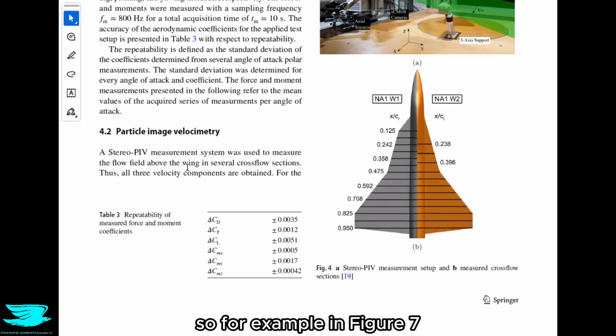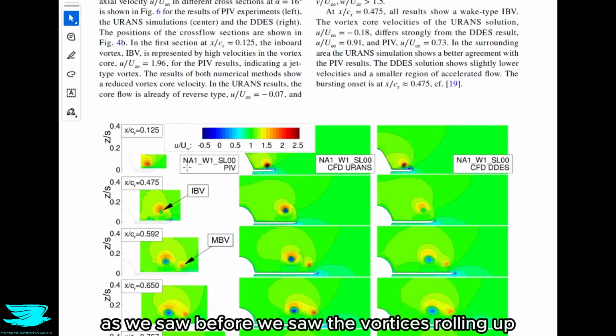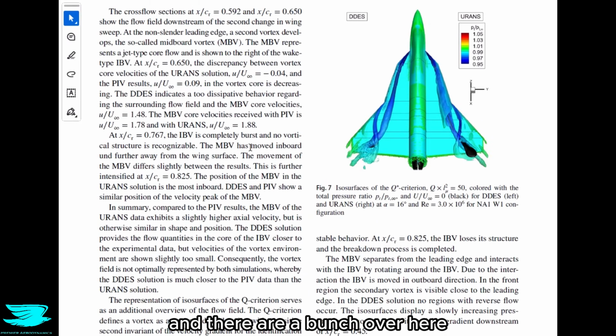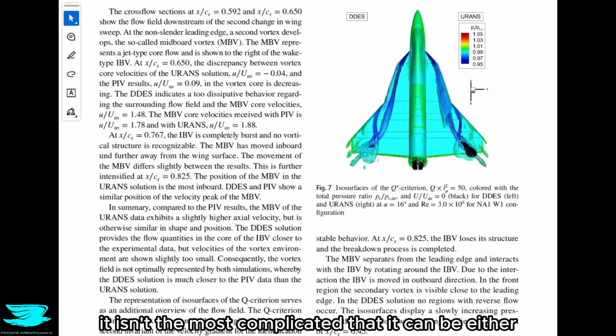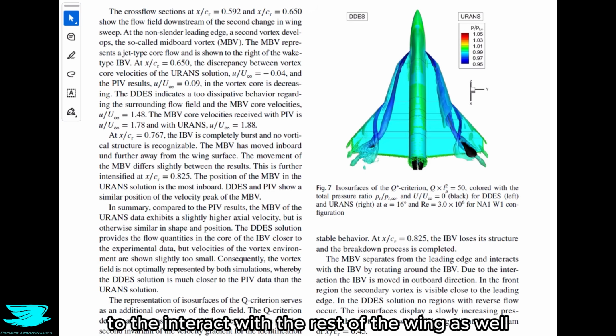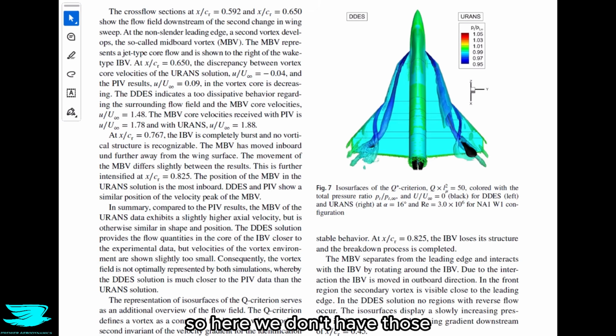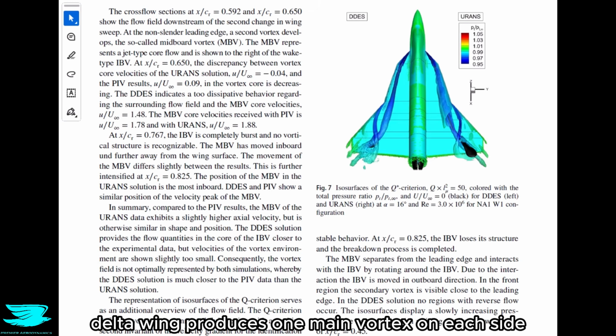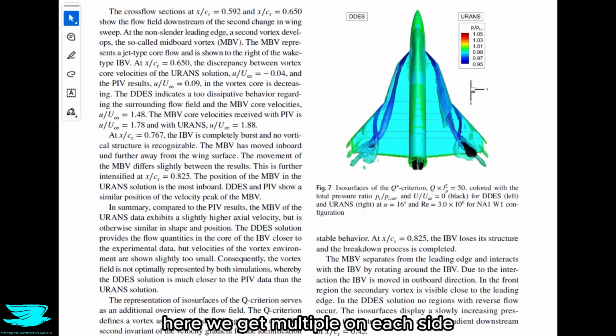So for example, in figure 7, as we saw before, we saw the vortices rolling up, and there are a bunch over here. And actually, what we see in this figure isn't the most complicated that it can be either. Actually, there can be even more vortices off the nose of the plane too that interact with the rest of the wing as well. So here we don't have those. So while the basic delta wing produces one main vortex on each side, here we get multiple on each side.